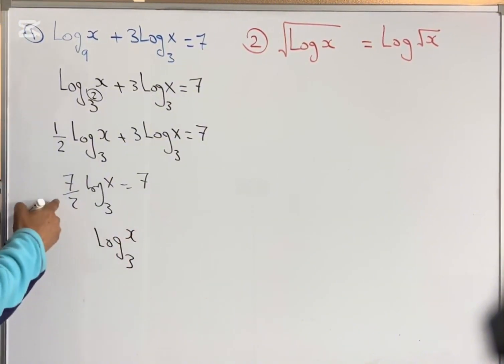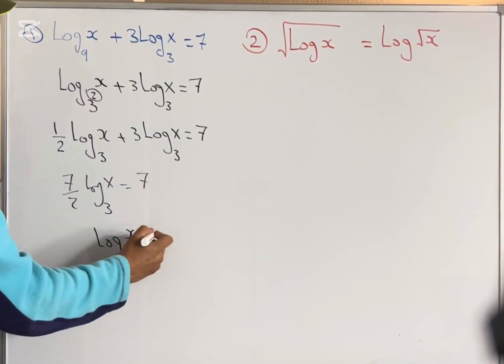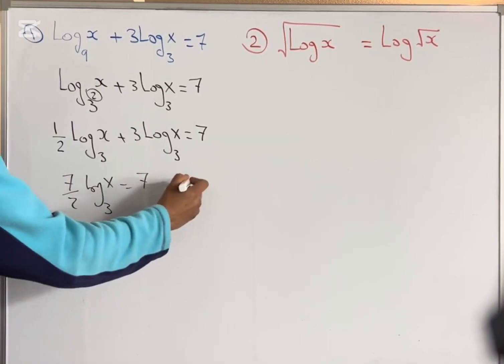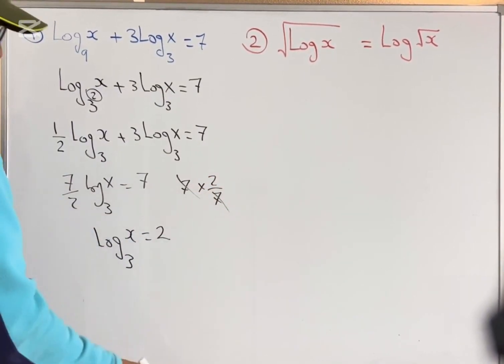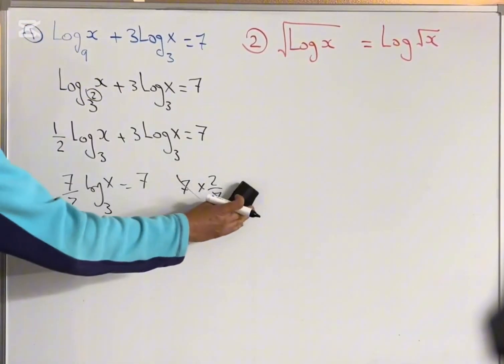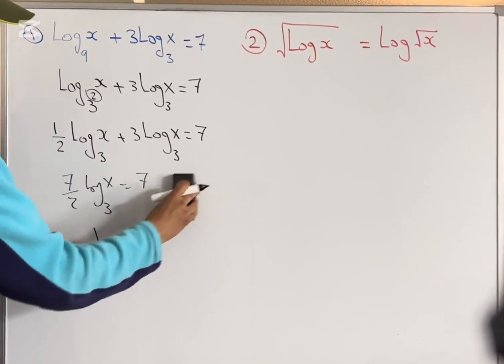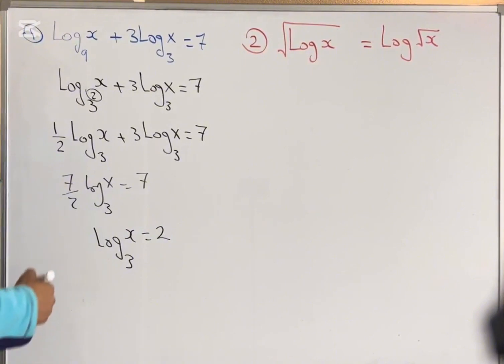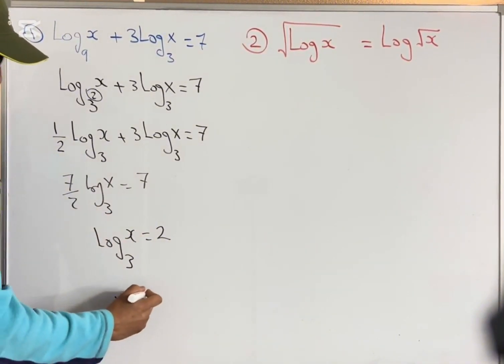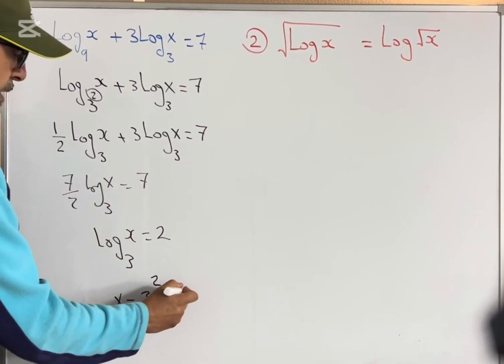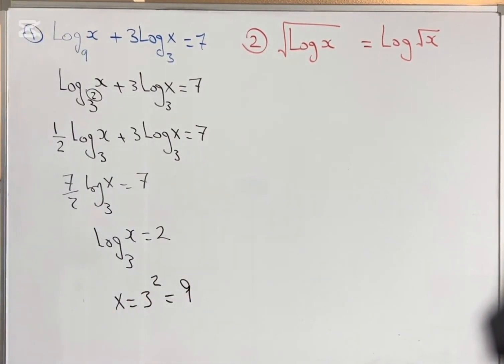If I divide both sides by 7/2, I'll end up getting 2. Because 7 divided by 7/2 is the same as 7 times 2 over 7. The 7 will cancel, and you get just 2 on the other side. Or multiply both sides by 2 over 7, and that will cancel the 7 on the bottom. And therefore, this here, the x will equal 3 to the power of 2, which is 9. And that's the answer for this.